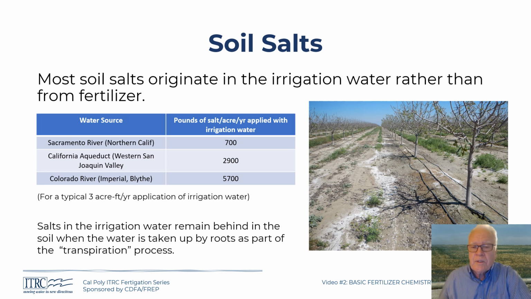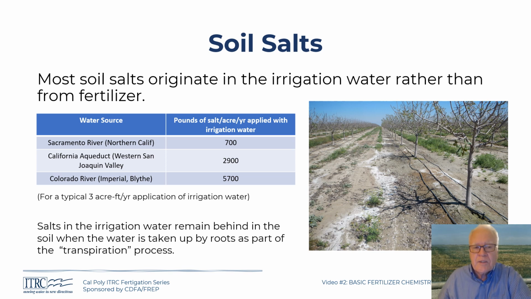So the degree of the problem with salt depends on where you are, where you get your water from, if it's a well, if it's a river, where the river came from. But numbers can be pretty big. But the bottom line here is we usually don't create huge salt problems in fields with fertilizer. Normally it originates in the irrigation water itself.